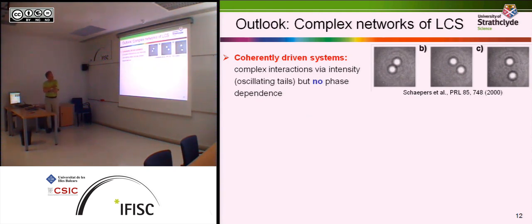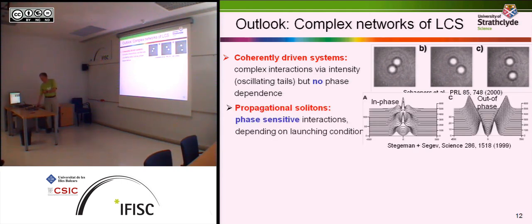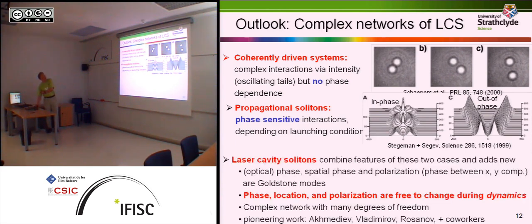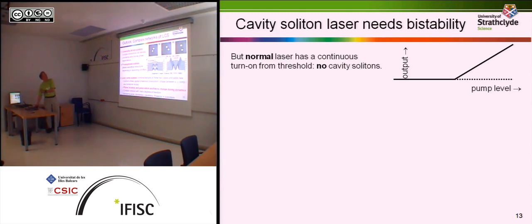And going back a little bit, from the soliton point of view, what could that mean? In the coherently driven systems, if you have two interacting solitons, that takes place via these rings, which you can see here, but the phase is not important. For propagational solitons, they are phase-insensitive interactions. If they're in phase, you have a sequence of attraction and repulsion. Other phase solitons simply repel each other, and so laser cavity solitons would combine both of these features, potentially at least, and phase, location, and polarization are free to change during dynamics, but are not put in from the start like in these propagation ones. And some of these aspects I want to talk about in this talk.